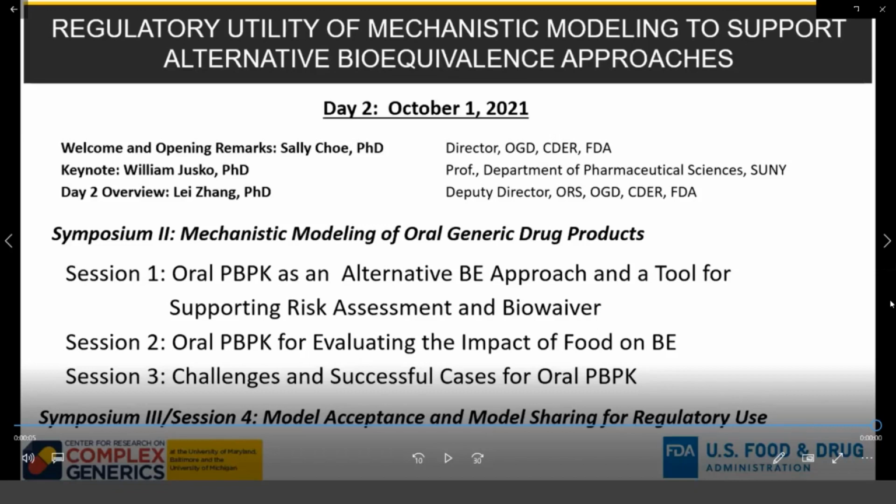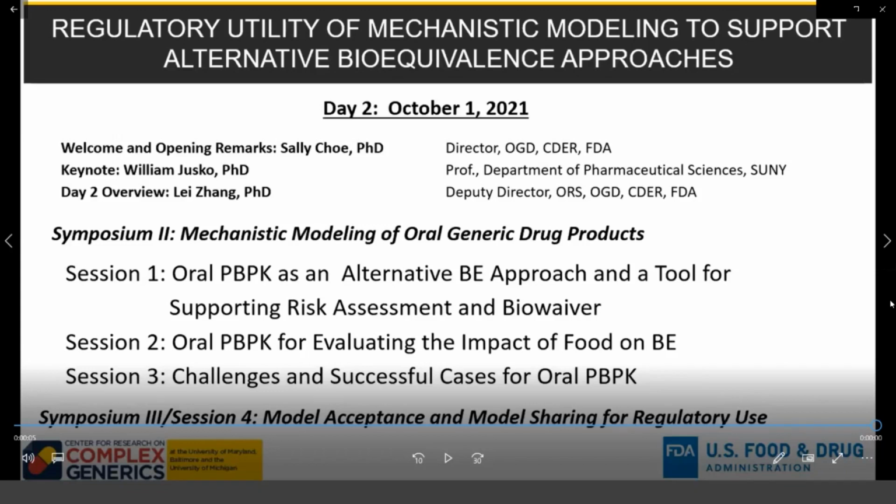The second symposium today actually will be very interesting. We'll cover a novel and interesting topic by introducing the concept of model master file, along with discussion on model acceptance and model sharing for regulatory use. Analogous to drug master files, there's a perceived benefit of model master files in helping generic drug development and beyond.